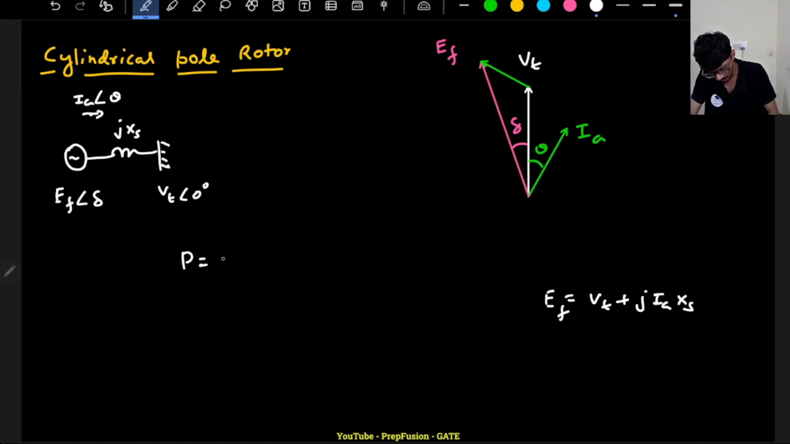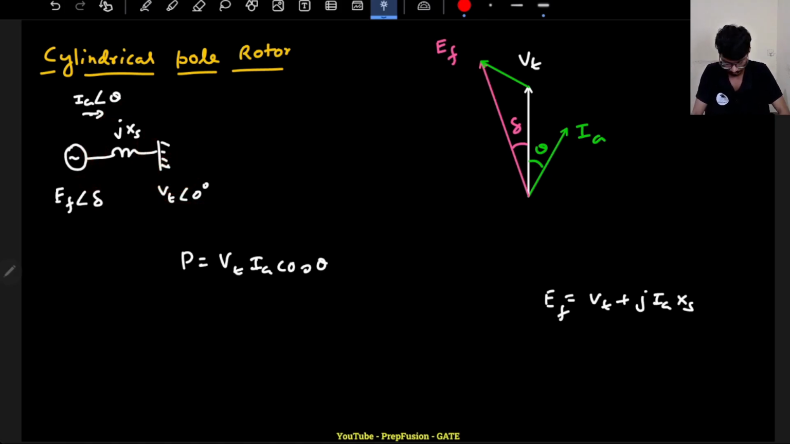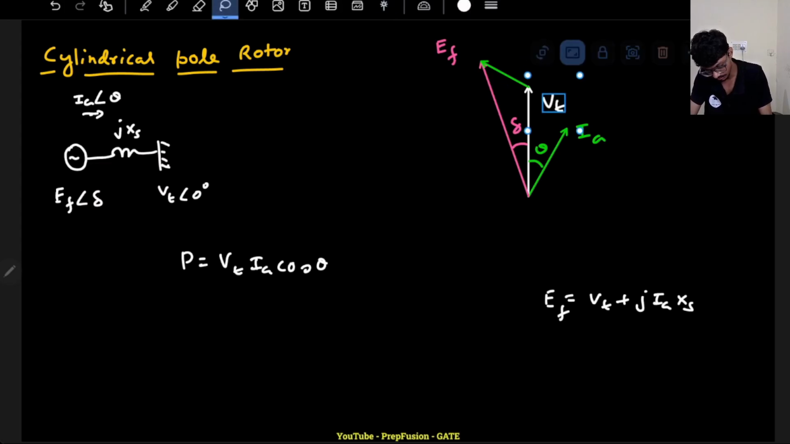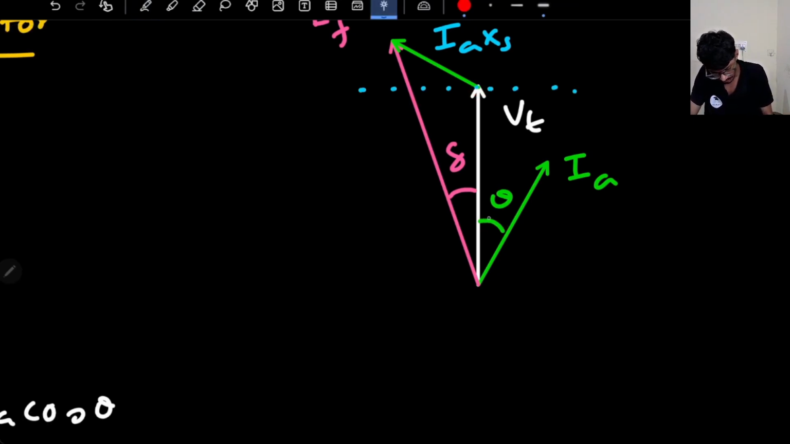So this will be Vt Ia cos theta, because whatever power it is delivering, the same power it will receive, because this does not have any lossy component. So if I break this, this is my j Ia Xs, or if I just write the magnitude, Ia Xs. Now if this is theta, what will be this angle? This whole angle is 90.